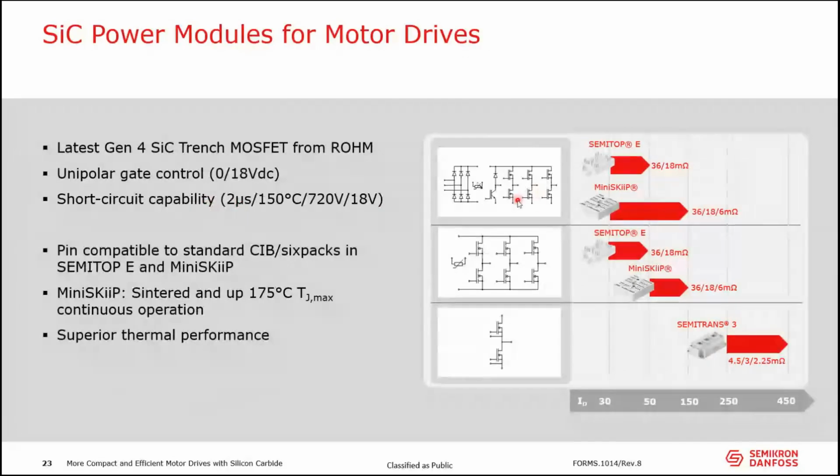The 6 packs and the CIB modules that we have, they are pin compatible to IGBT modules. That means if you have already one of these modules in your application, a mini skip or something, then it's quite easy to take it out, put the silicon carbide version in, adjust the driver a little, and then you can already play with silicon carbide just to see what it can help in your application. It makes it really easy.